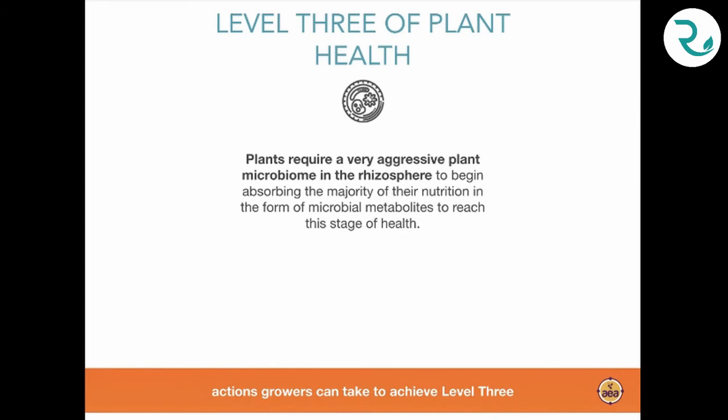I'm not saying it's not possible, because I'm sure that it is, but I have personally yet to observe a hydroponic operation that has reached level 3 of plant health, because most of them do not have adequate biology. This is why most hydroponic tomatoes do not have the flavor and aroma of soil-grown tomatoes, because of what is happening here at level 3 and then on at level 4.